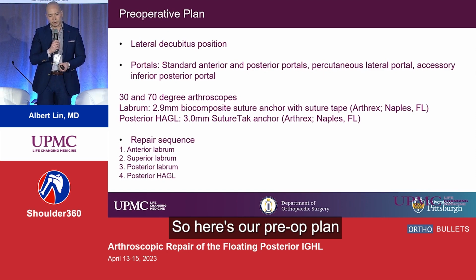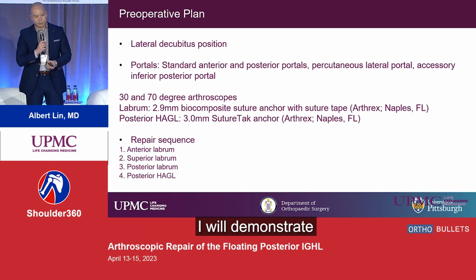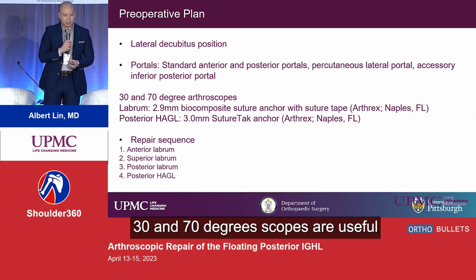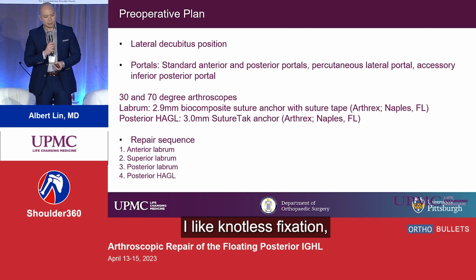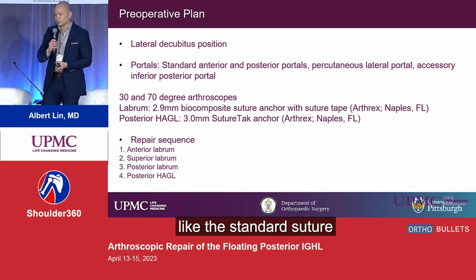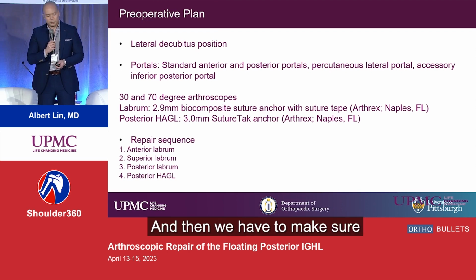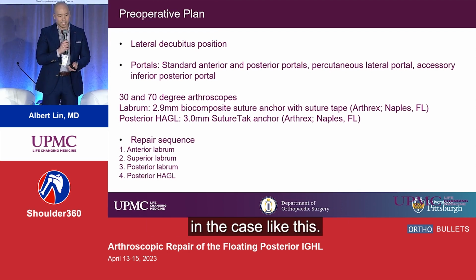So here's our pre-op plan. We're going to use 4 portals. I'll demonstrate that for you. 30 and 70 degree scopes are useful. For the labral tear, I like knotless fixation. The Hagl repair, I like the standard suture anchor fixation. And then we have to make sure we have a repair sequence in a case like this.